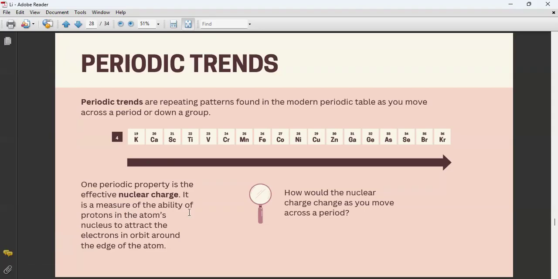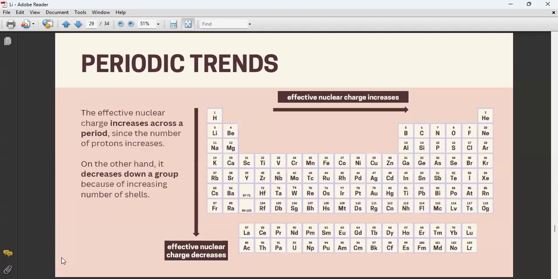One periodic property is effective nuclear charge. It is a measure of the ability of protons in an atom's nucleus to attract the electrons in orbit around the edge of the atom. It means whenever the protons present in the atom's nucleus attract the electrons from the surrounding, there will be some change in its orbit, in its shells. That is nothing but the nuclear charge. So nuclear charge also changes when we move across the period. The effective nuclear charge increases across the period since the number of protons increases.